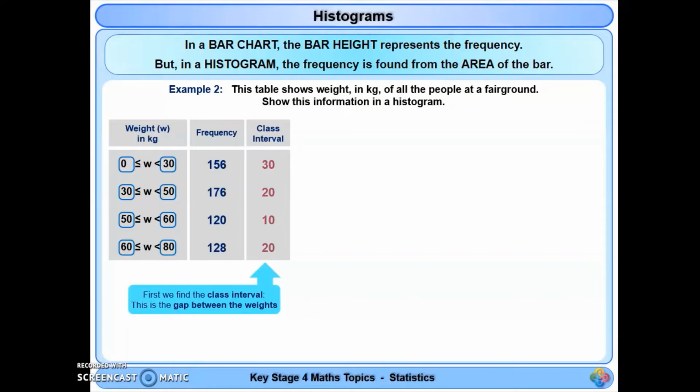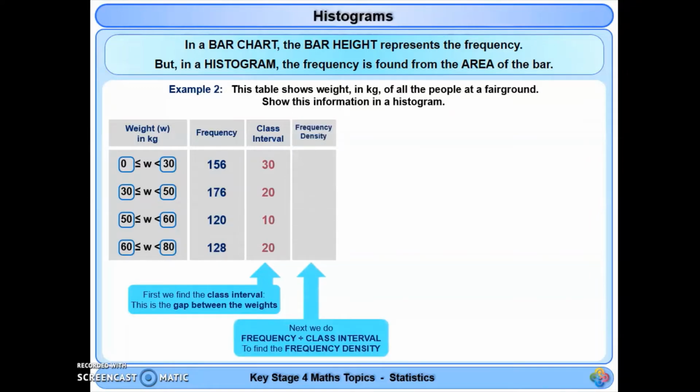Once I've got the class interval, I'm then going to create a fourth column. So I will then apply the equation, frequency divided by class width, or frequency divided by class interval, to find the frequency density of each group.